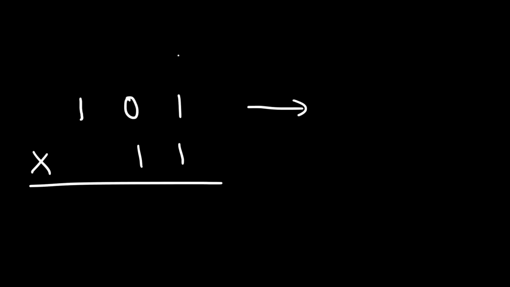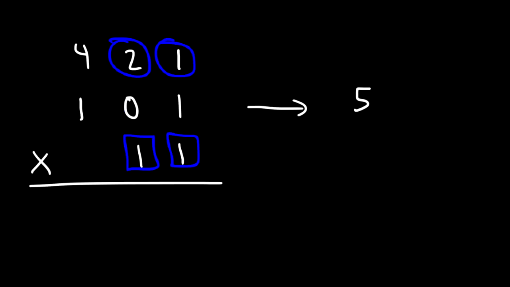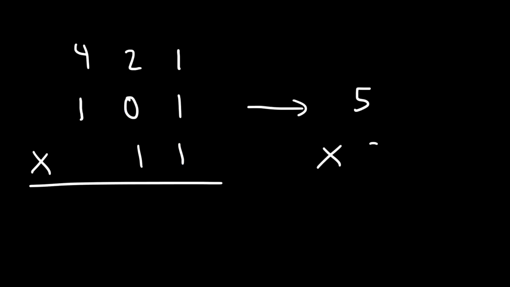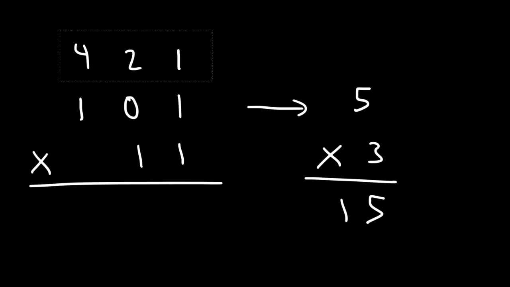So this has a column value of 1, 2, and 4. So 101 is basically 4 plus 1, which has a decimal value of 5. And the binary number 11 is going to be 2 plus 1, which is 3. And so we're really multiplying 5 by 3. 5 times 3 is 15. And so let's see if we'll get that answer.